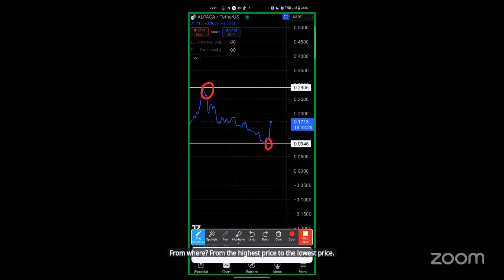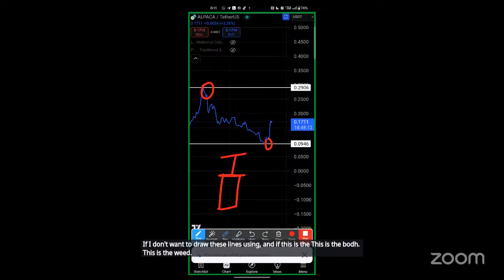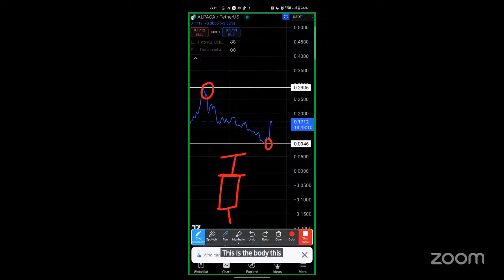You know, these things are as simple as eating cassava. Now, look here. If I don't want to draw these lines using the candles, this is the body, this is the wick, this is the body, this is the wick. So I will target my lines at the body, not at the wick. So it will be the same as drawing these lines at these points.